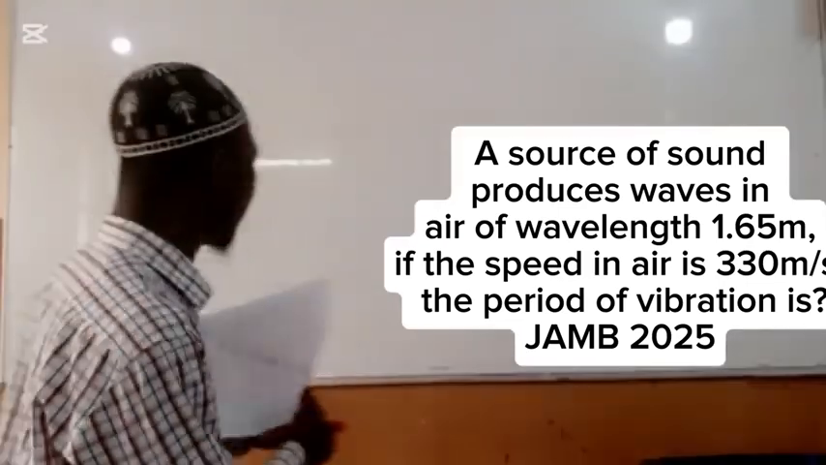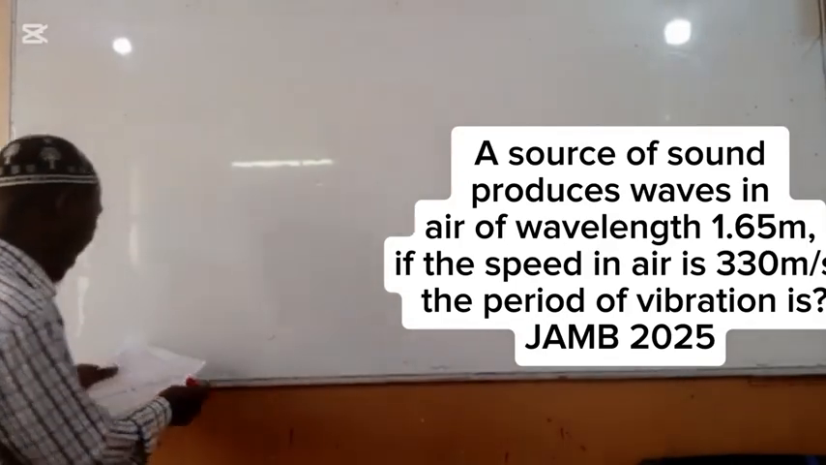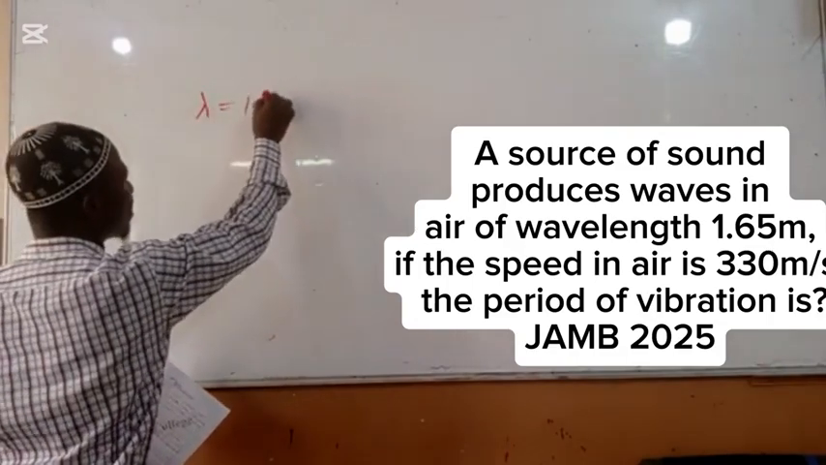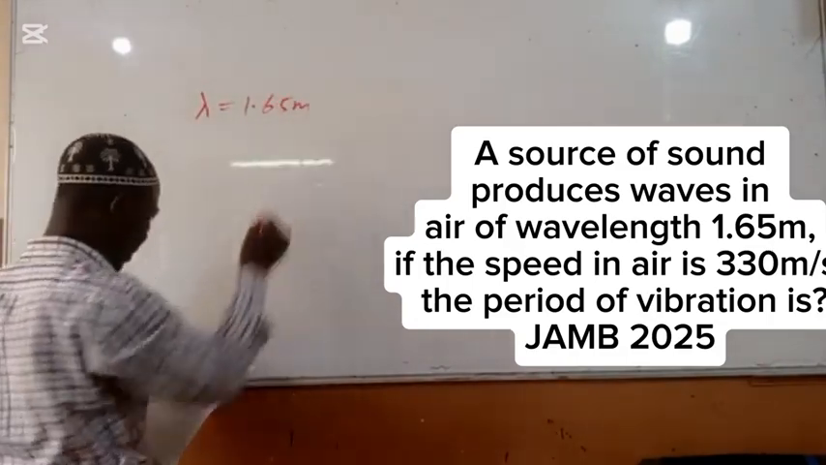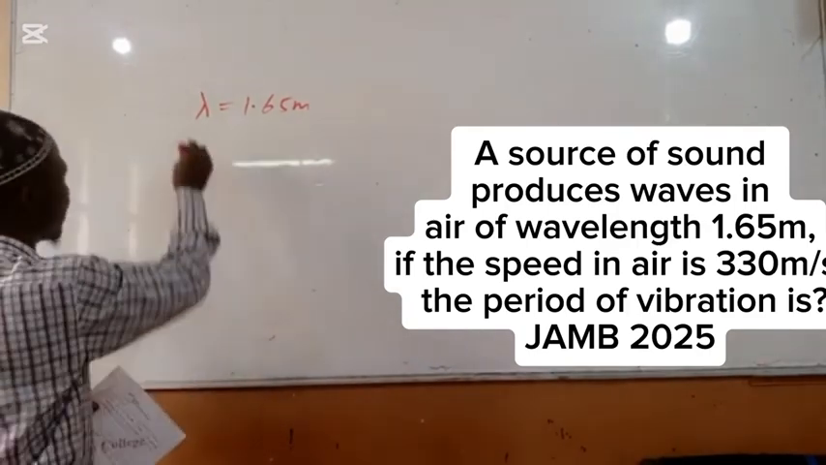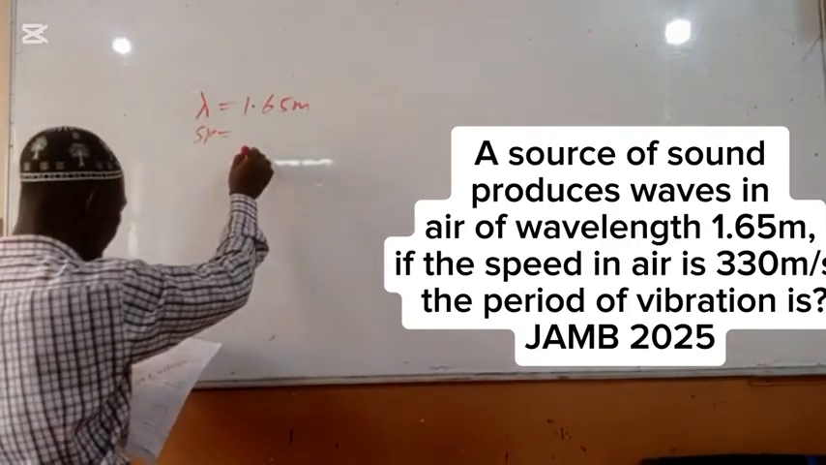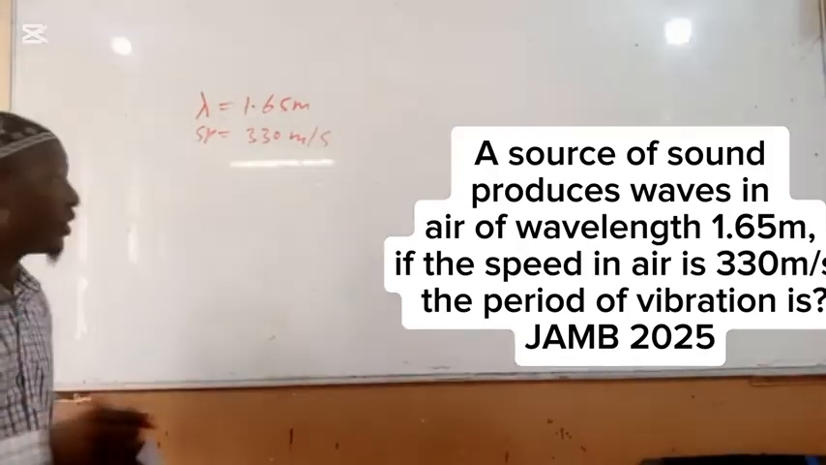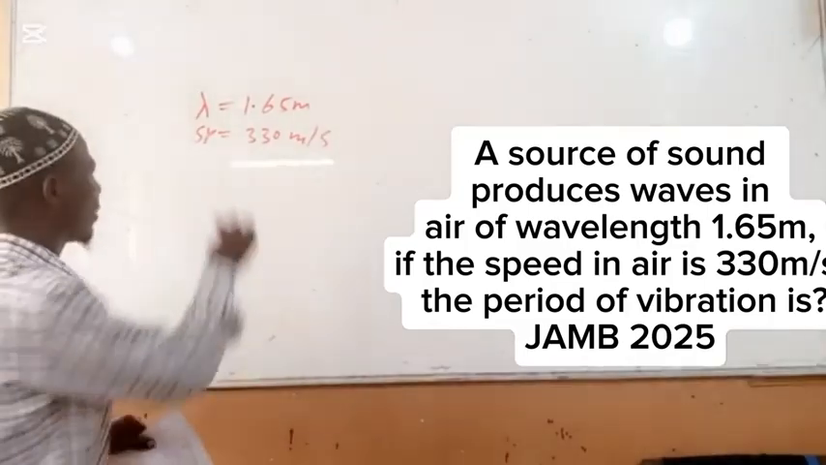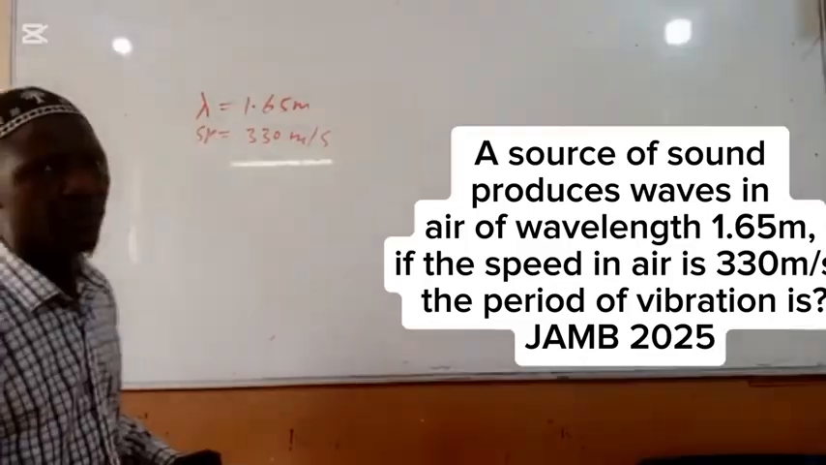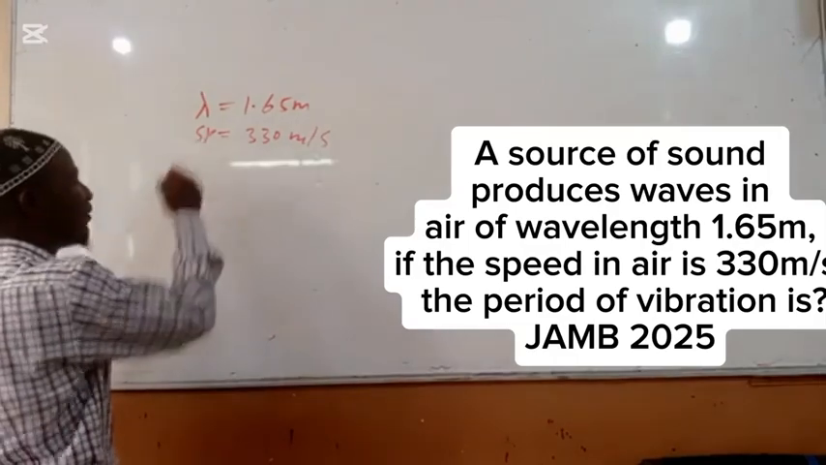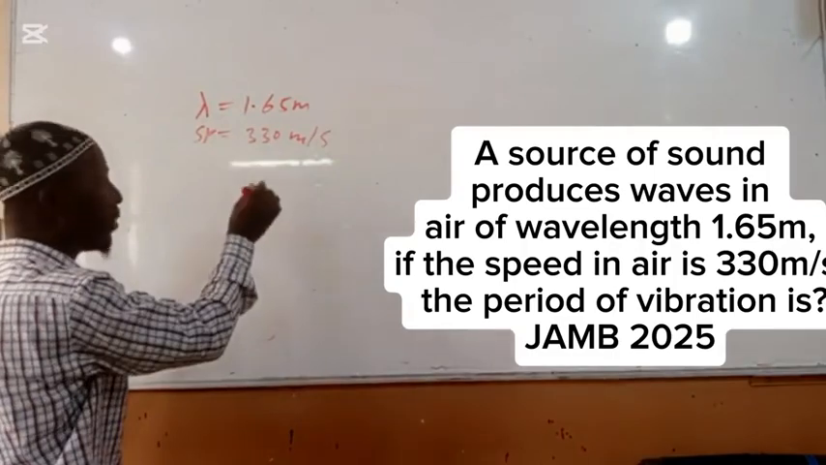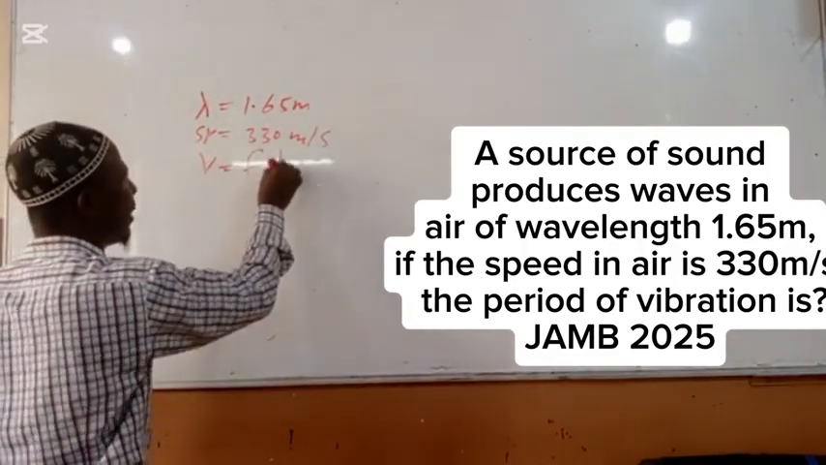It's very simple. In the question, if you look at it very well, we have this information. They gave us wavelength. So wavelength is 1.65 meter. Then they gave us the speed. The speed is equal to 330 meter per second. So we are looking for period. Once you get frequency, you get the period. So now go to the formula that connects frequency, speed, and wavelength together. And the formula is V is equal to F lambda.